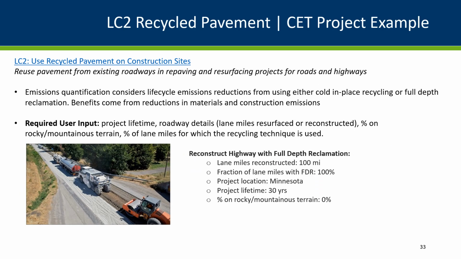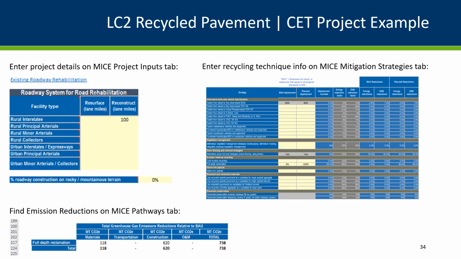For our example, we will consider project type LC2 for recycled pavement. This considers the benefits of reusing pavement from existing roadways in repaving and resurfacing projects. MICE requires the user to know the length of resurfacing as well as whether the project is on rocky or mountainous terrain. For our project, we use the following inputs for a project using full depth reclamation recycling process. Here, we have 100 lane miles with 100% of the project length getting FDR.